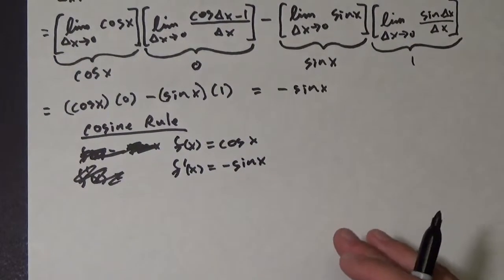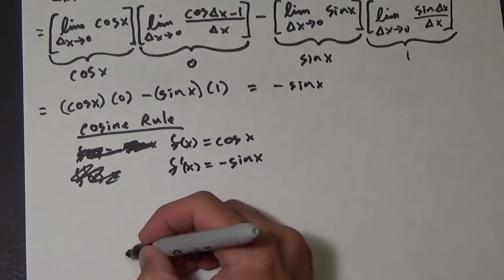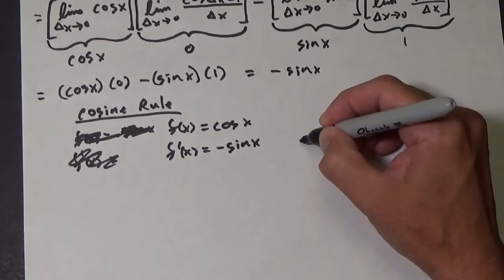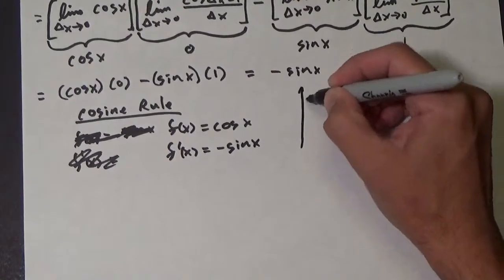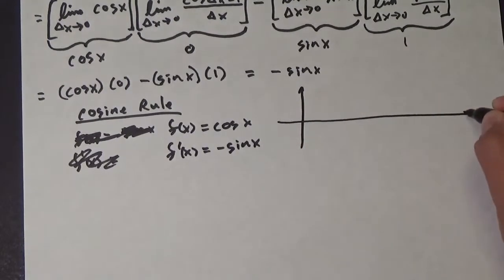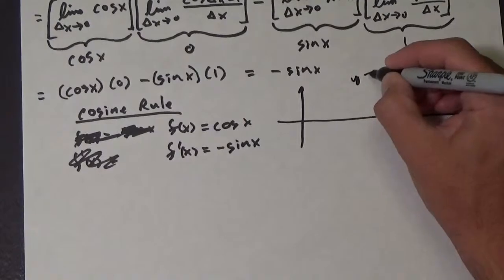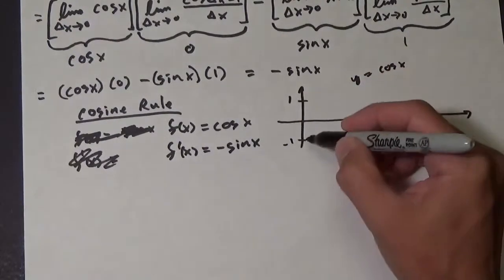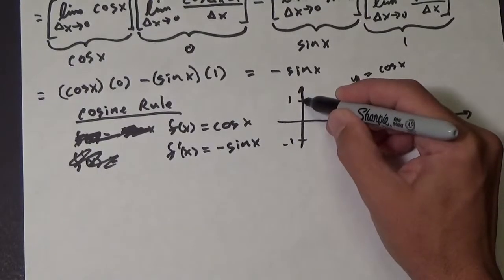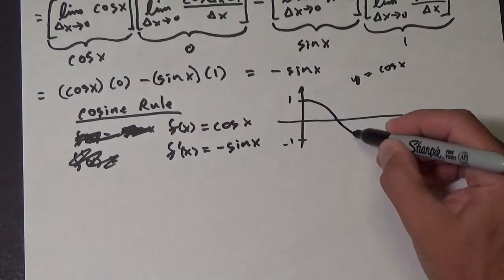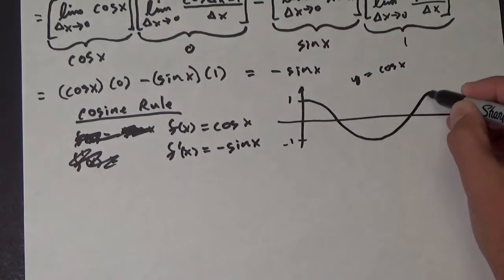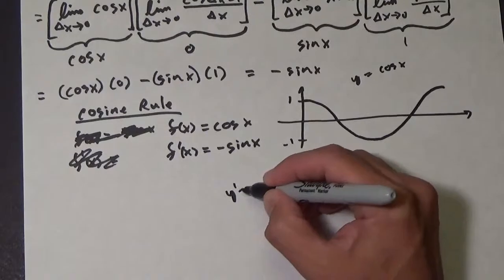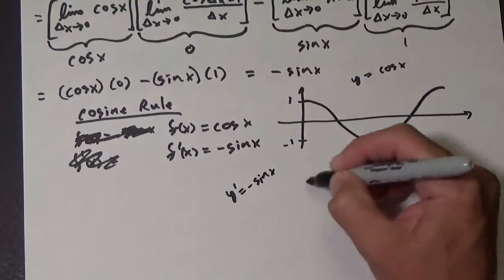Okay, so let's look at these two side by side. I can do that again, and I'll fit it in here. So let's say we have y equals the cosine of x. So we go from 1 to negative 1. And the cosine starts off at 1, goes down, and comes up. There we go. Now we're going to look at y prime equals a negative sine of x.